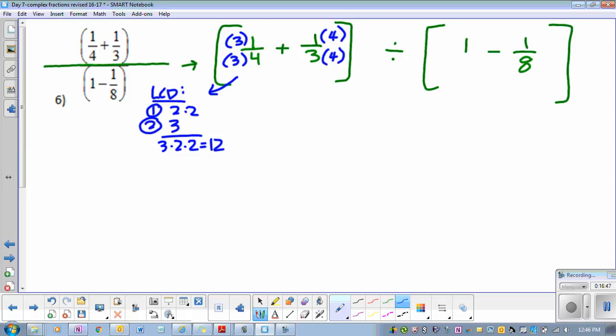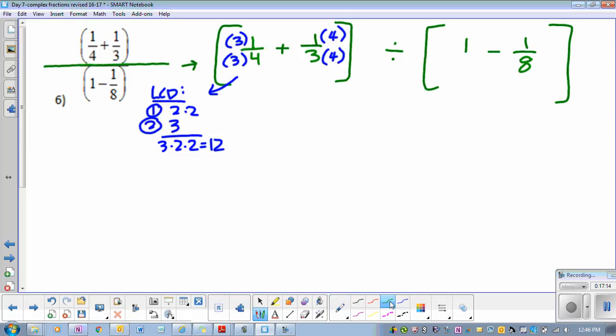Alright, so each of these wants to look like 12. What are they missing? Well, the first one means it's times 3. Whatever you multiply on the bottom, you multiply on the top. Second one needs a times 4. Whatever you multiply on the bottom, you multiply on the top. Yes? 2 times 2 from this 4. I just broke it down.